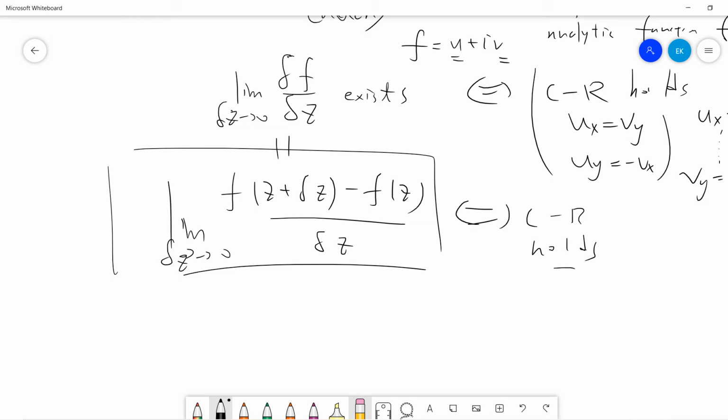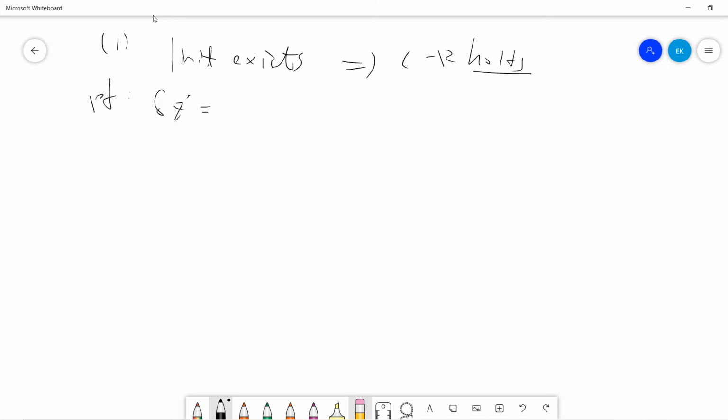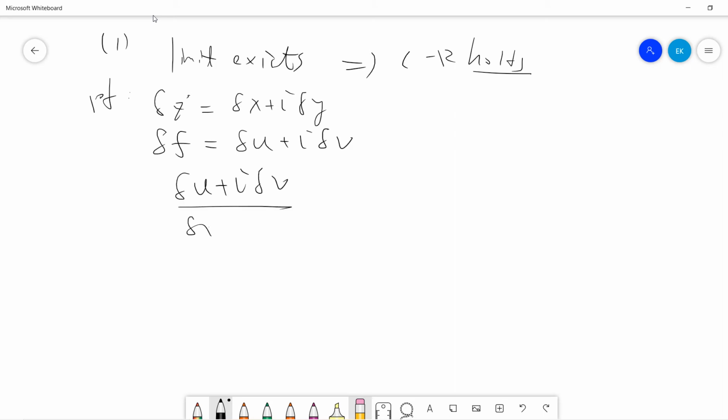The proof is not difficult. Let's start with the first direction: if the limit exists, then CR holds. We can write delta z as delta x plus i delta y, and delta f is delta u plus i delta v. So the limit of (delta u plus i delta v) over (delta x plus i delta y), as delta x and delta y go to 0, exists. This is the condition.